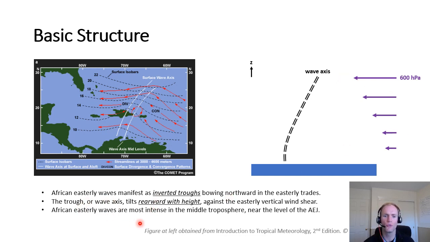The African easterly waves are most intense in the middle troposphere near the level of the African easterly jet, which kind of makes sense if we think about the waves growing at the expense of the jet. We know that the jet is strongest at 600 to 700 hectopascals, so it makes sense if the waves too were also strong at the level at which the jet was located.